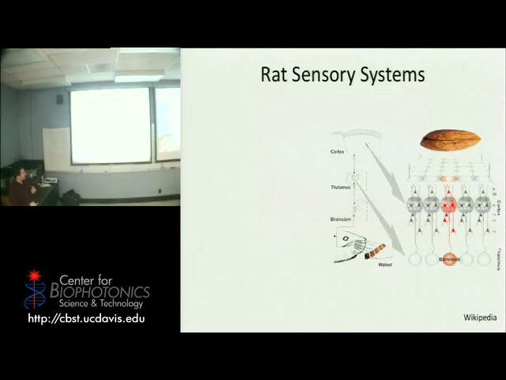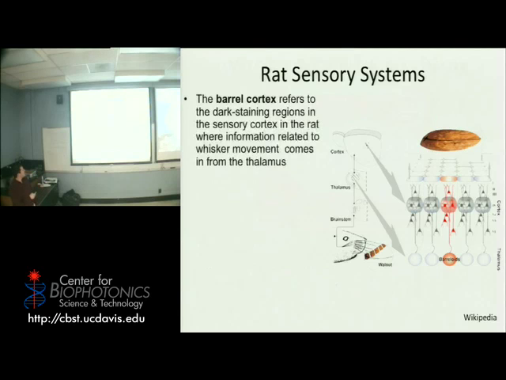There's also another area of the rat brain that we know about, and it's the barrel cortex. So this is a sensory system. So the barrel cortex is this dark staining region in the sensory cortex of the rat where information comes in about whisker movement. So you see these little black boxes here. So with every whisker on the mouse, you can actually go in and look at the brain, and you can actually see where each whisker comes into the sensory cortex.